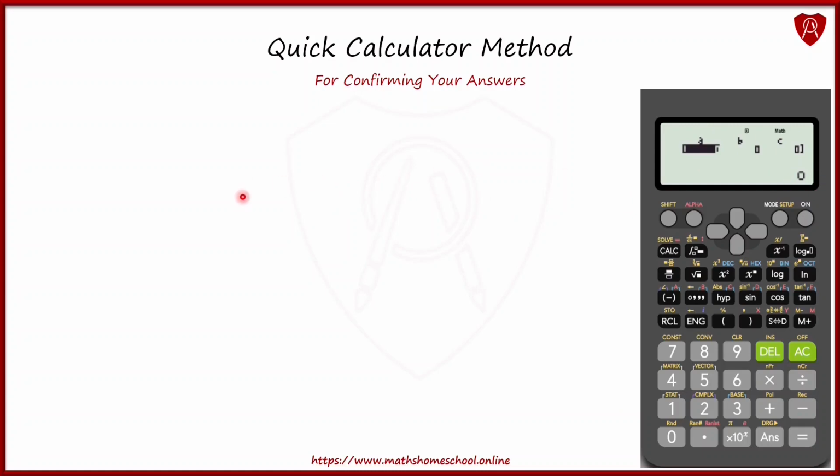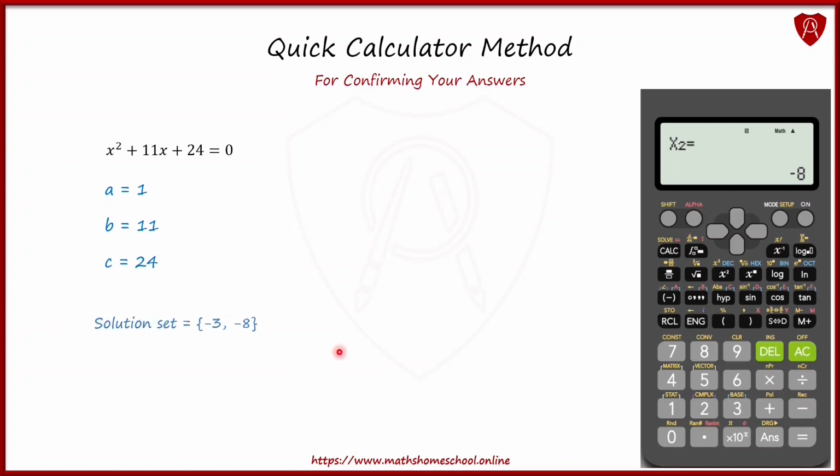Let's take an example. x squared plus 11x plus 24. The coefficients are 1, 11, and 24, respectively. Those are the numbers we key in to our calculator. 1, press equals, 11, press equals, and 24, press equals. Press equals again, and we get x1 is equal to negative 3. That should be our first solution. Press equals again, and you get our second solution, negative 8. That's our solution. If you press equals again, the calculator prompts for another set of coefficients.